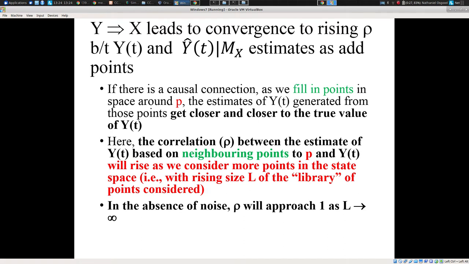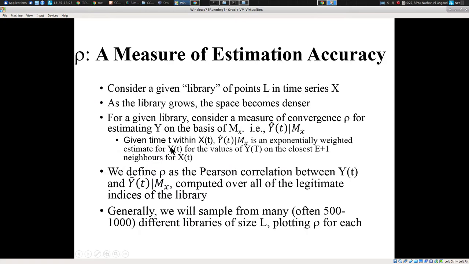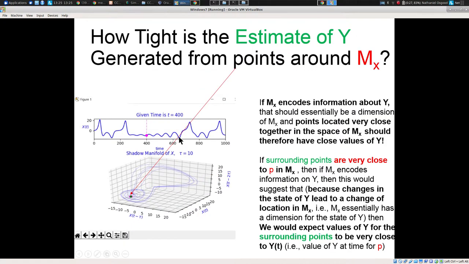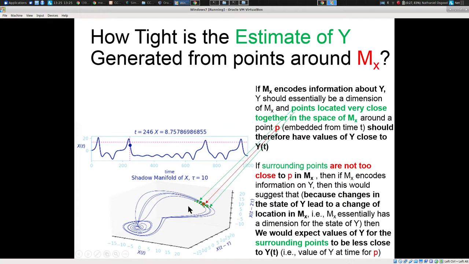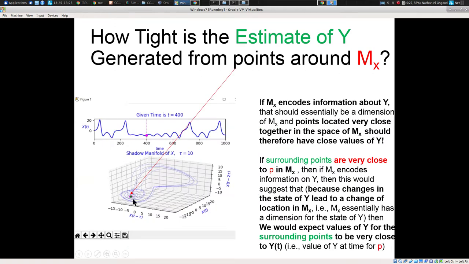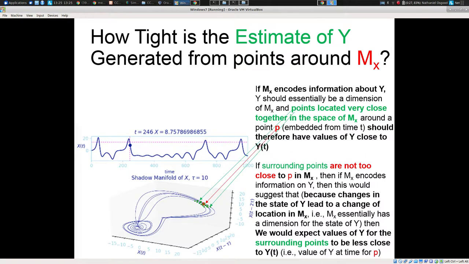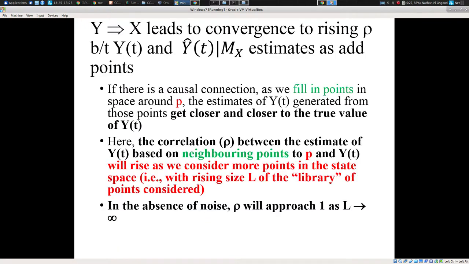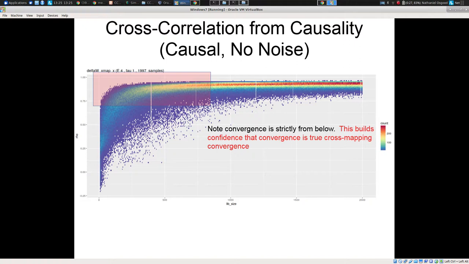Okay, so what happens when you see this? Well, what happens when we have this situation is that rho will rise as we consider larger and larger so-called library sizes. We fill in more and more points from the original time series into this reconstruction. As we consider larger and larger subsets of it, we're going to be going from widely spaced data points to tightly packed data points, and the correlation with the value of Y at the point here compared to what we would deduce from the average Y for the points around it is going to get tighter and tighter. And it's going to look like this. This is what it's going to look like, okay?